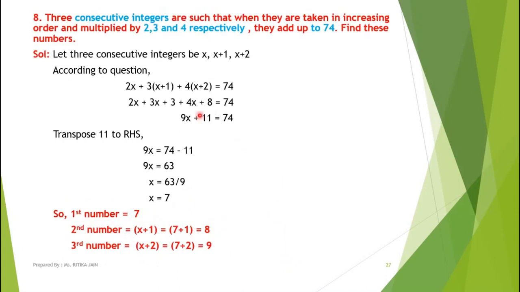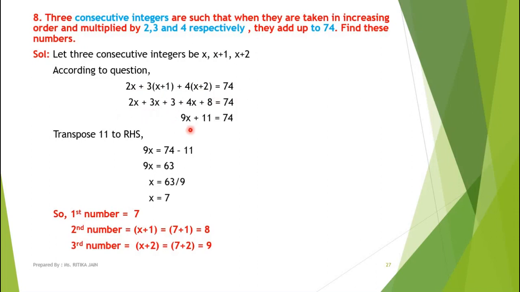Okay, this is the last question of this video. In this, again consecutive integers are there and are taken in increasing order. Okay, and multiplied by 2, 3 and 4 respectively. So first of all, let us consider the 3 consecutive numbers x, x plus 1, x plus 2. Now they are getting multiplied by 2, 3 and 4. So x is getting multiplied by 2, x plus 1 by 3 and x plus 2 is getting multiplied by 4. When you add all these 3, it will give you 74. So this is our desired equation.